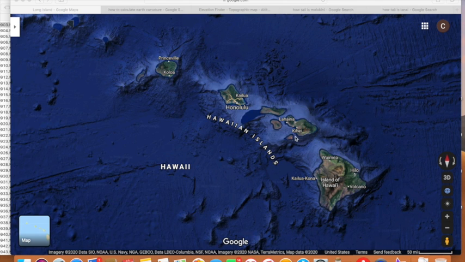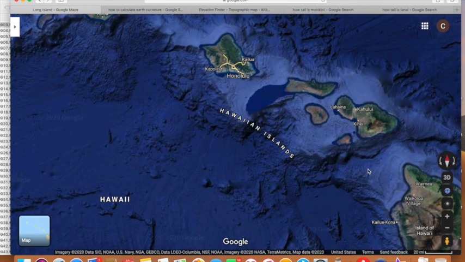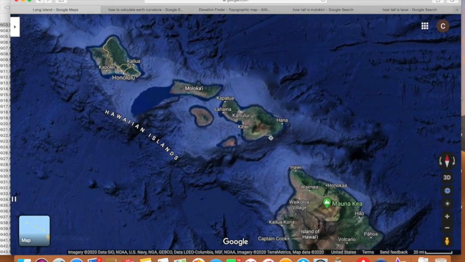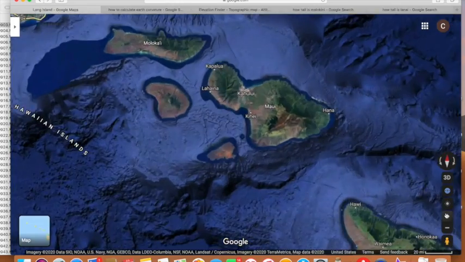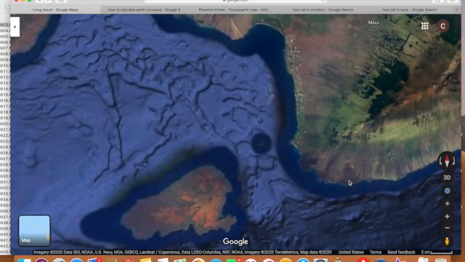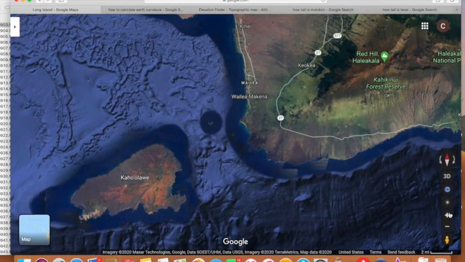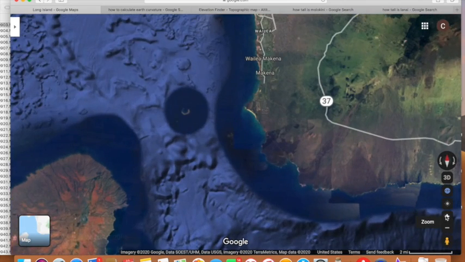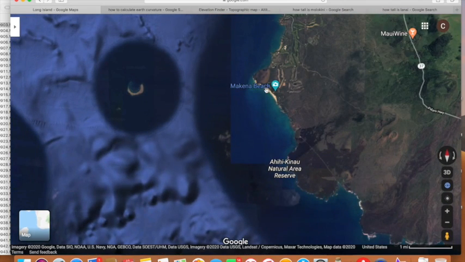And today we're going to be observing the tiny little island of Molokini that sits right between Maui and Kahoolawe. Let's go take a look at it. Little crescent-shaped island right here. And it's close to Makena Beach on Maui.